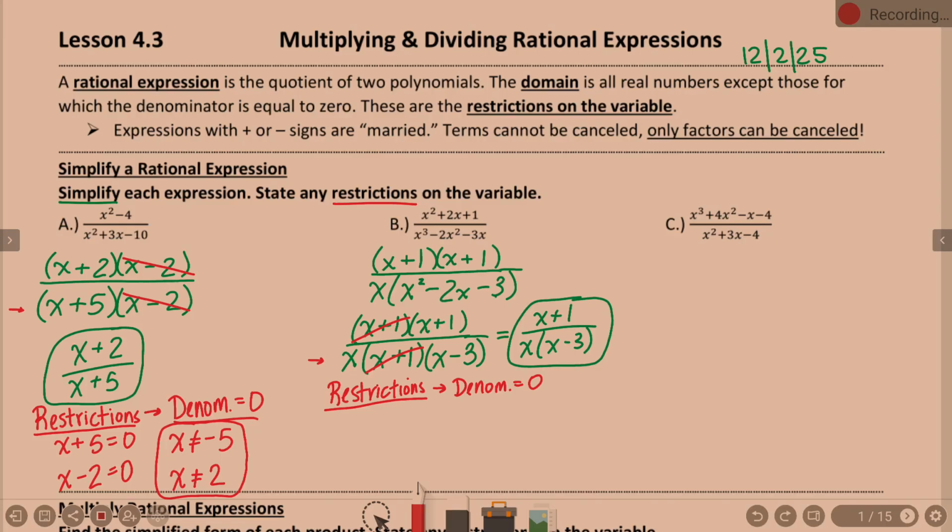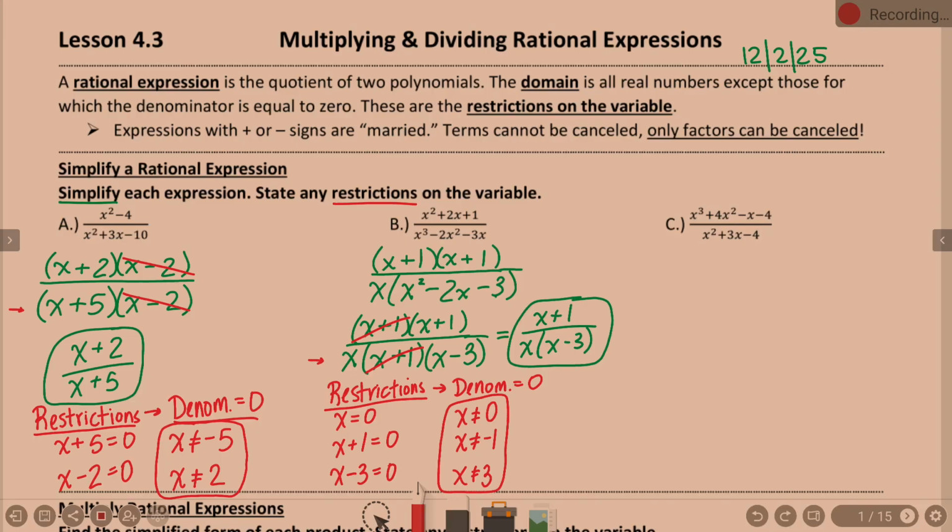That x matters. So I'm going to say x equal to 0, x plus 1 equal to 0, x minus 3 equal to 0. Okay? And what do we come up with? X equals 0, well, that's just a flat out x cannot equal 0. If it's x plus 1, subtract the 1 over, x cannot equal negative 1. And if it's x minus 3, add the 3 over, and x cannot equal 3.